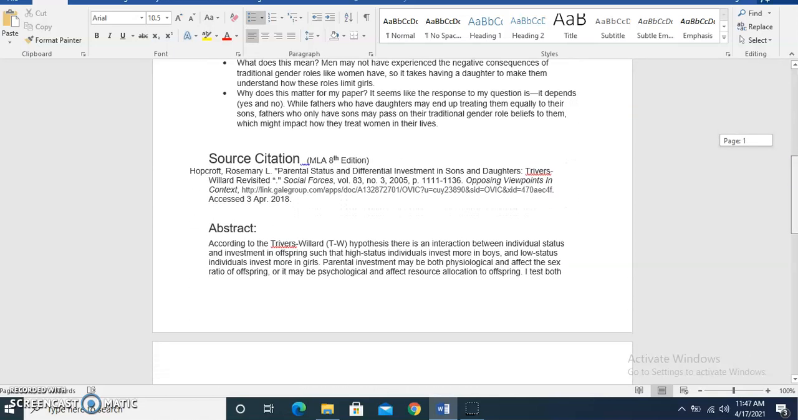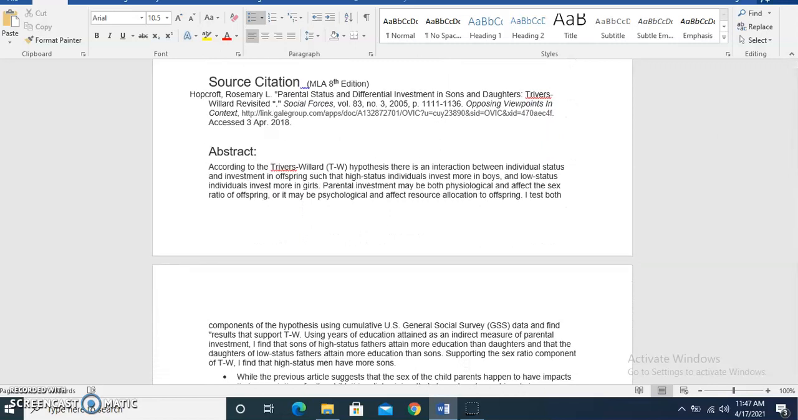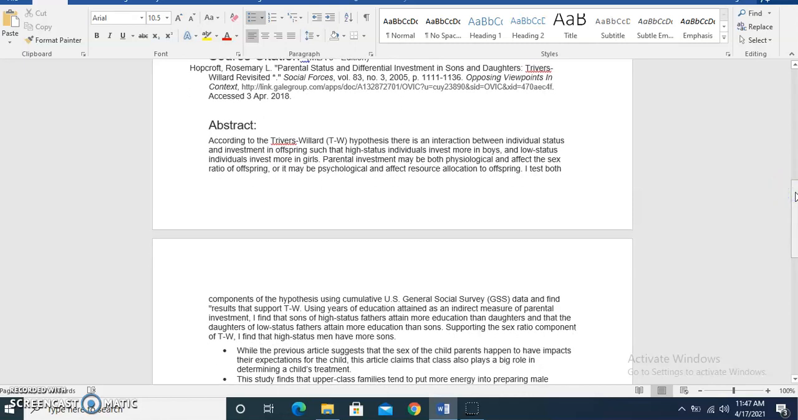So again, I found another article, and again, just in the interest of time, we won't read all of this, but essentially, this article was saying that parents treat their male and female children differently depending on what their class status is. And specifically, high class or upper class families put more investment or energy into boy children, but interestingly, lower class families put more energy and effort into raising their girl children than boy children. That's like an interesting point.